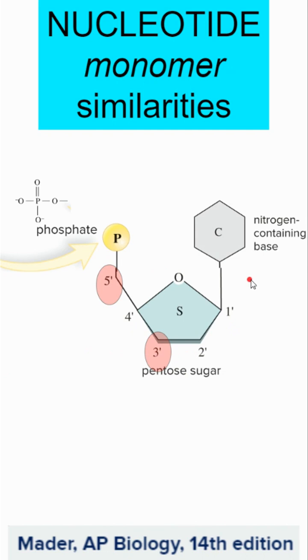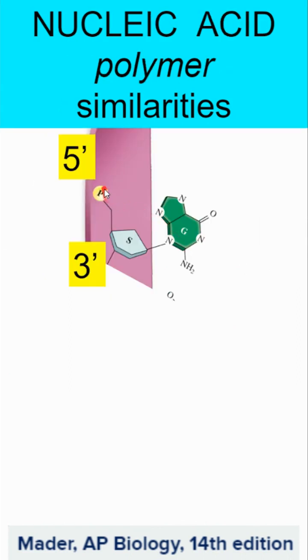We also have a complex nitrogenous base, which we consider the letters of the code, because when we talk nucleic acids, we're talking about codes. So we have a 5' and a 3' end.